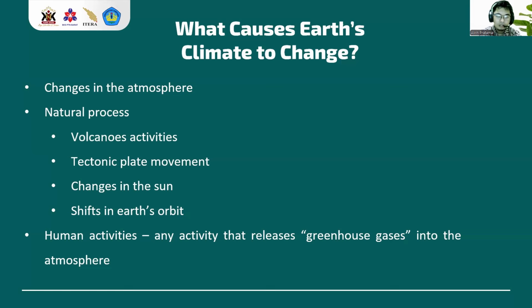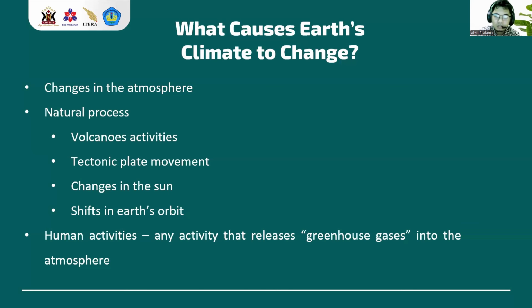And changes in the sun are another contributor. The sun's energy output is not constant. It can vary slightly, and this affects how much solar energy reaches the Earth. And the shifts in the Earth's orbit, also known as Milankovitch cycles, occur over thousands of years and can cause changes in the distribution of sunlight over the planet.